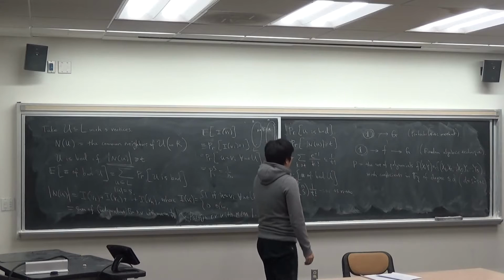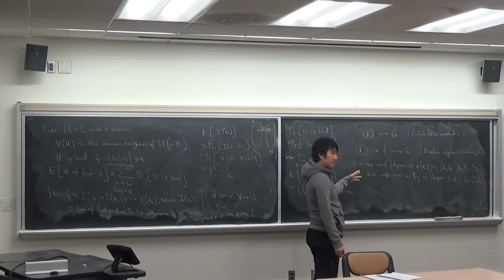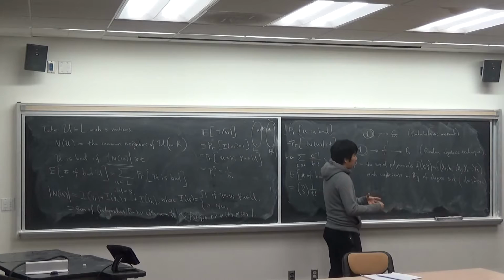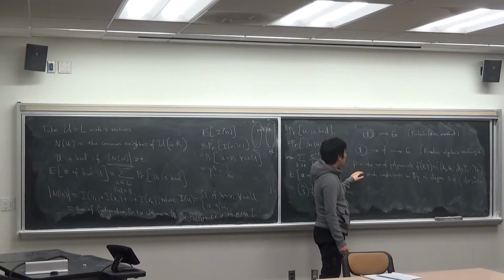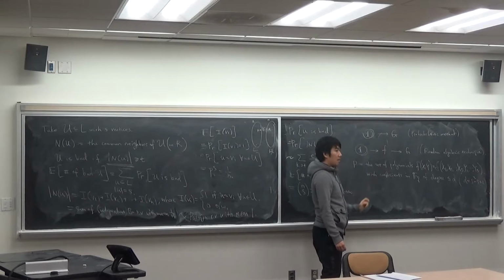So let's see. This set P is finite, right? Because I have a finite field, the coefficients only take q different values, and since the degree is also bounded, P is a finite set. And what I'm going to do is to take an element from P uniformly at random. This is how I get my polynomial f.